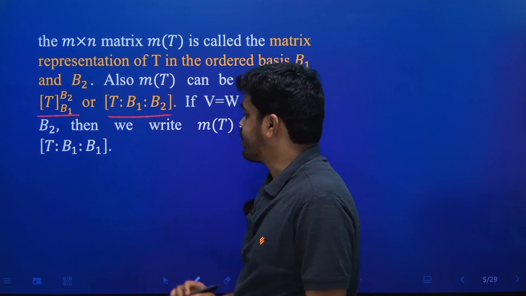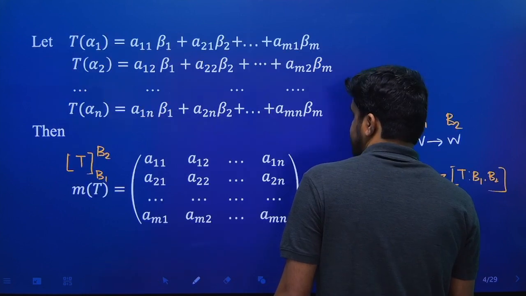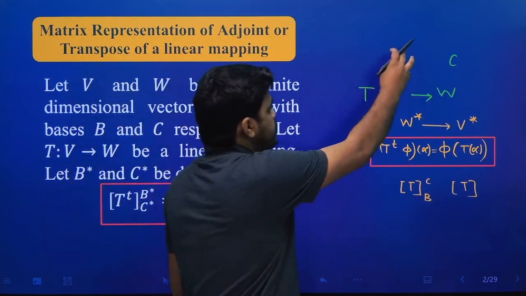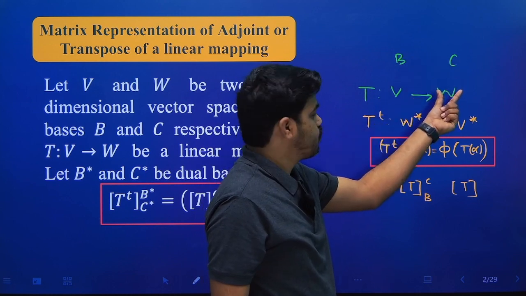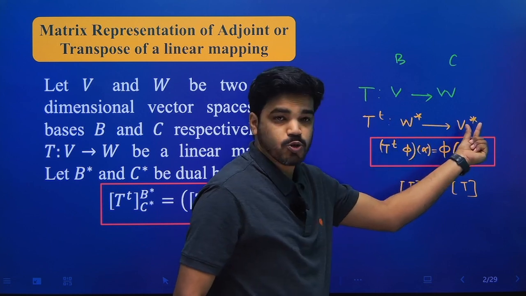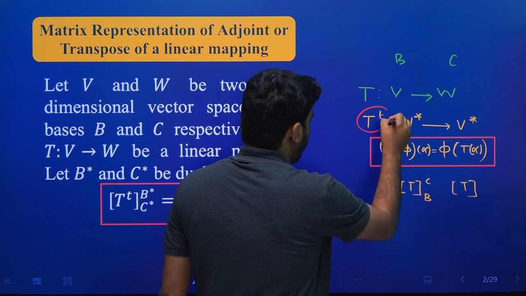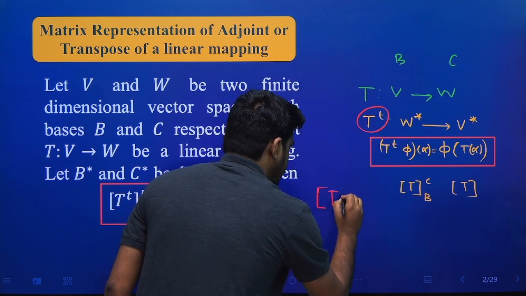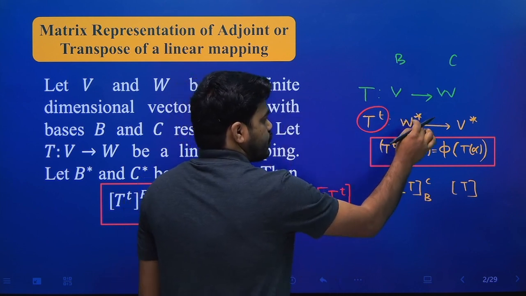ঠিক আছে, ওকে। তাহলে দেখো আমরা এখানে, just see, here b is the basis for V, c is the basis for W, T transpose, that is a mapping from W star to V star. So matrix representation of T transpose কি হবে, what is c star?